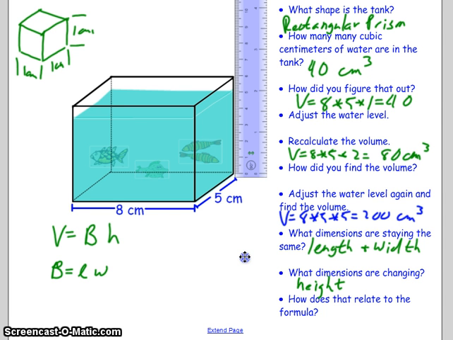All right, so the thing that's changing is height. If we figure out the area of the base of the prism, we simply multiply that times the height of our prism, we find our volume. There's a couple more examples of that.